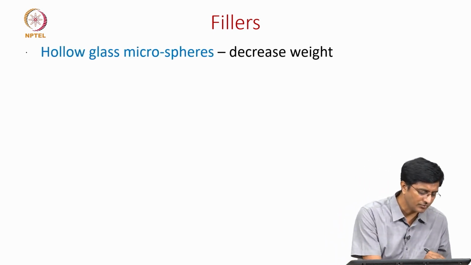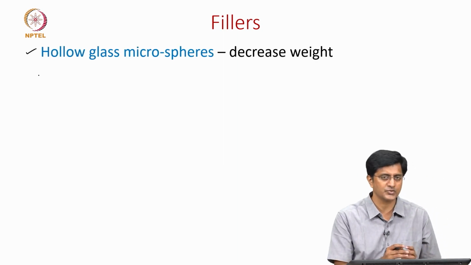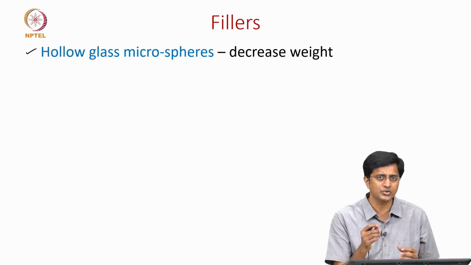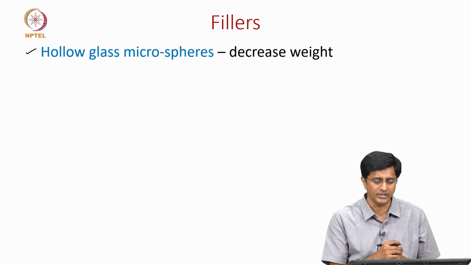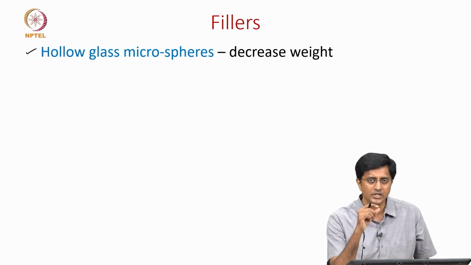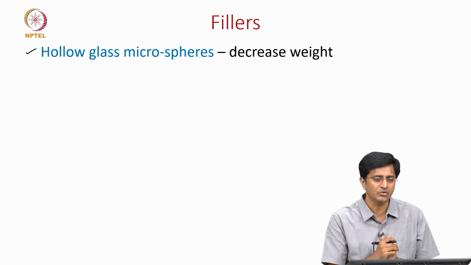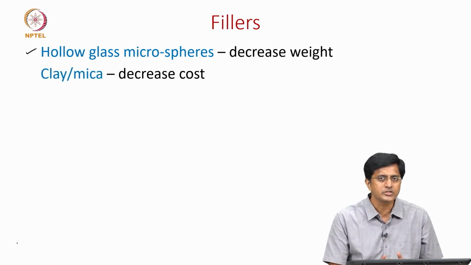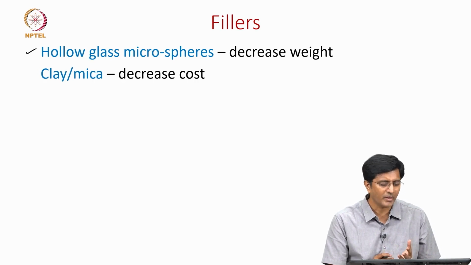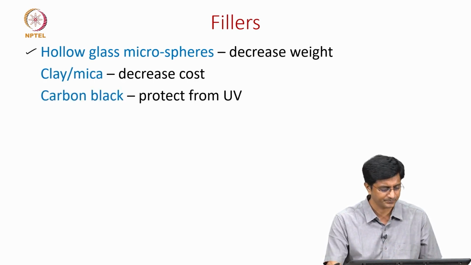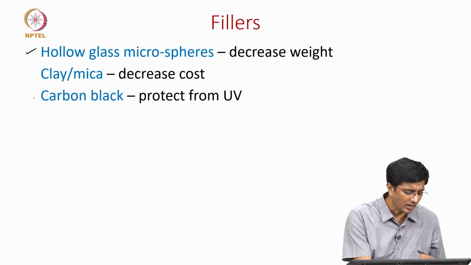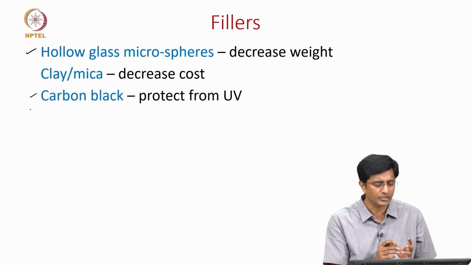The first we start with is hollow glass microspheres. Mostly they are used to reduce the weight, meaning since they take more space and because of the voids, the density of the composites is now lesser. We could also add clay or mica to decrease the cost of the composites. And carbon black is also commonly used to protect from UV.